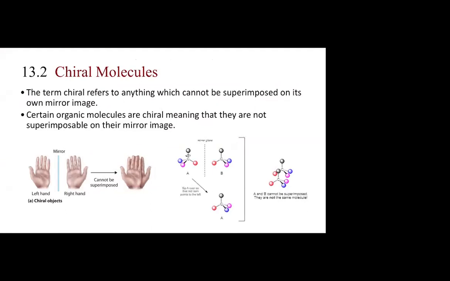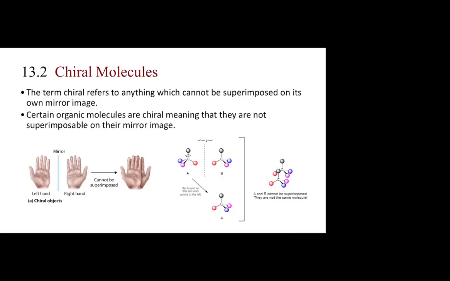The term chiral refers to anything that cannot be superimposed on its own mirror image. Not all, but certain organic molecules are chiral, meaning that they are non-superimposable mirror images. This concept of chirality is very important because biology lives in a chiral world. Chirality is how sometimes the body looks at the molecules that are incoming.